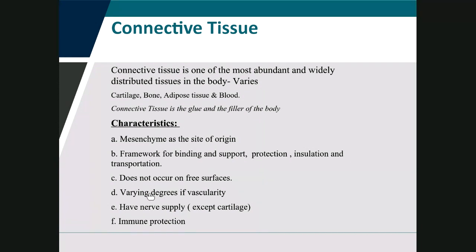Connective tissue varies in the degree of vascularity. Not all connective tissue has a nerve supply. Most of it does. The exception is cartilage, and its purpose is also for immune protection.